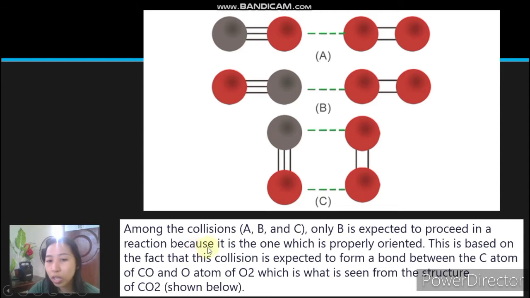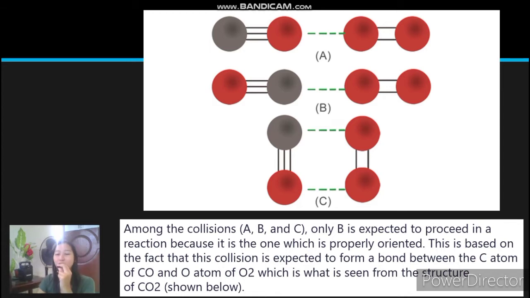Now, among the collisions A, B, and C, only B is expected to proceed in a reaction because it is the one which is properly oriented. This is based on the fact that this collision is expected to form a bond between the C atom of CO and the O atom of O2, which is what is seen from the structure of CO2 below.